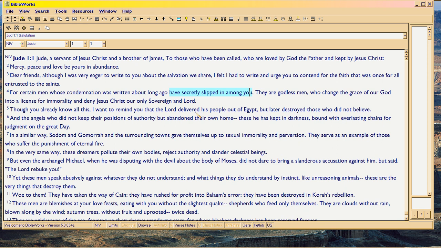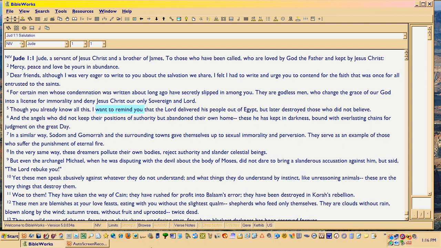Now, here's the point. Most of this letter is referring to 2 Peter. And he's reminding them. I want to remind you. If he's reminding them, it means that some time elapsed between 2 Peter and his letter. He's talking in the same way Peter does. Peter says in 2 Peter 3, I'm writing this to you to remind you.